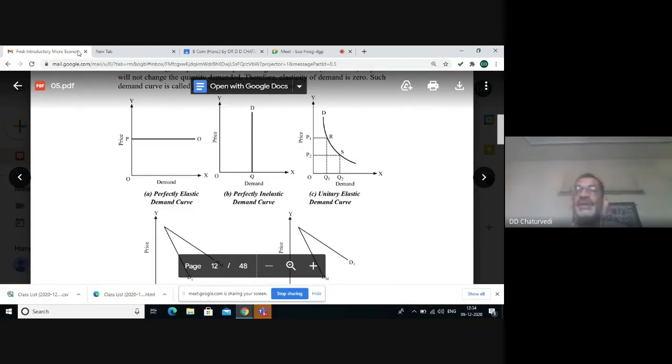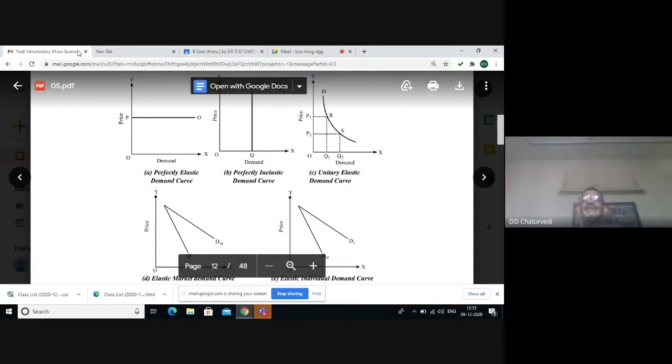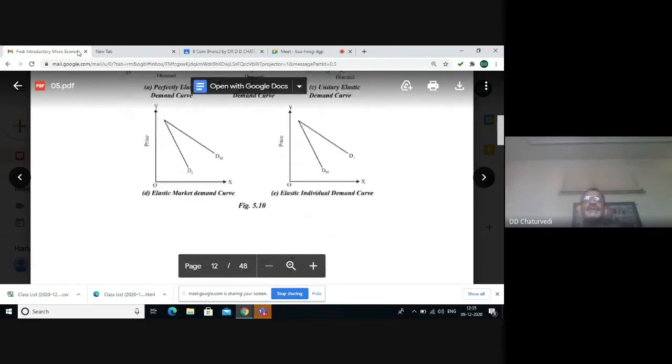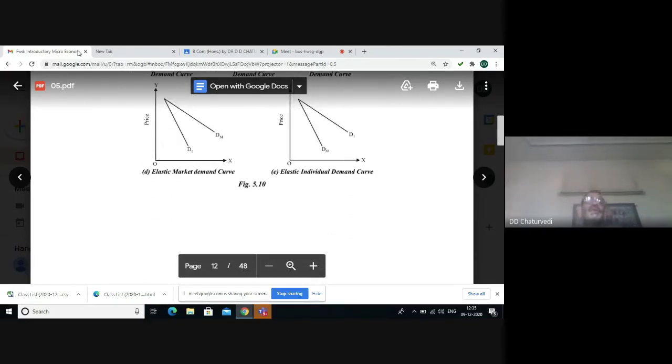At every point on this demand curve, total outlay or expenditure is the same. And we also know by the total outlay method, when the expenditure is the same with changes in the price, then by the total outlay method also the elasticity of demand is equal to 1. So 5.10c shows a unit elastic demand curve. Now we have two more special demand curves, 5.10d and 5.10e.